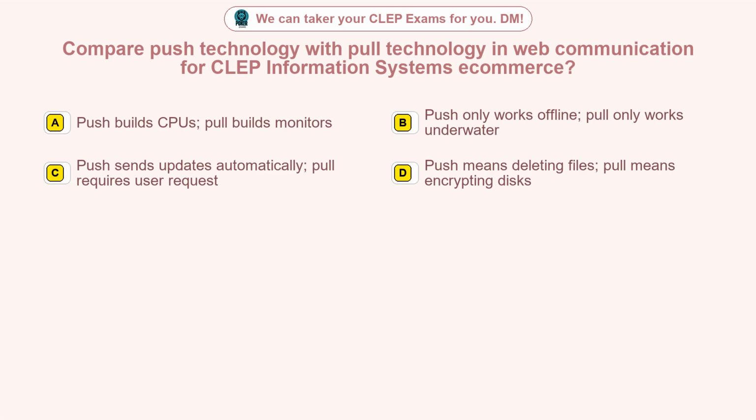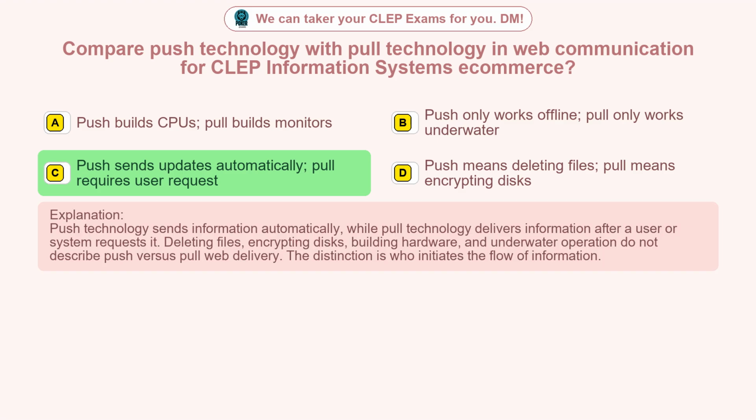Question 30. Compare push technology with pull technology in web communication for CLEP Information Systems Ecommerce. Option A, push builds CPUs, pull builds monitors. Option B, push only works offline, pull only works underwater. Option C, push sends updates automatically, pull requires user request. Option D. Push means deleting files, pull means encrypting disks. The correct answer is option C. Push sends updates automatically, pull requires user request.